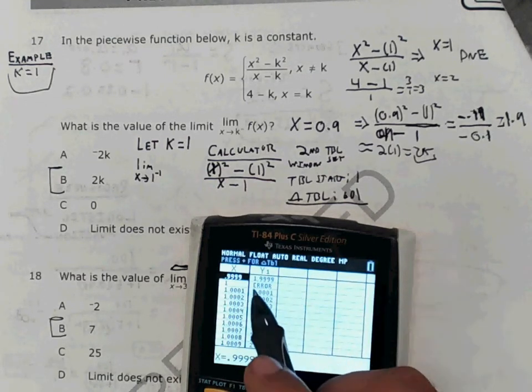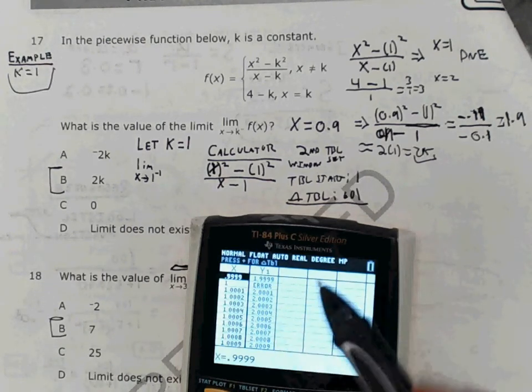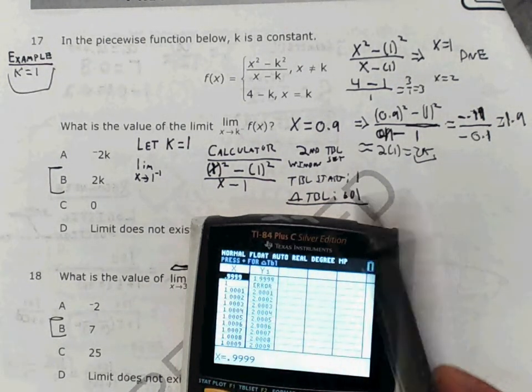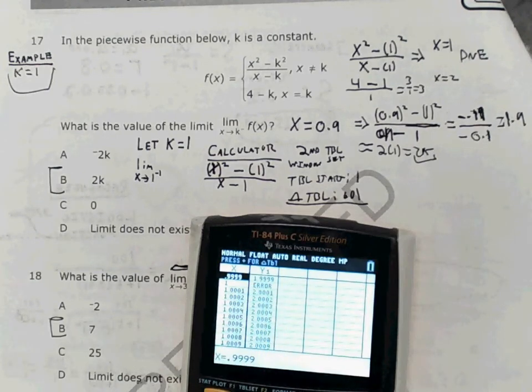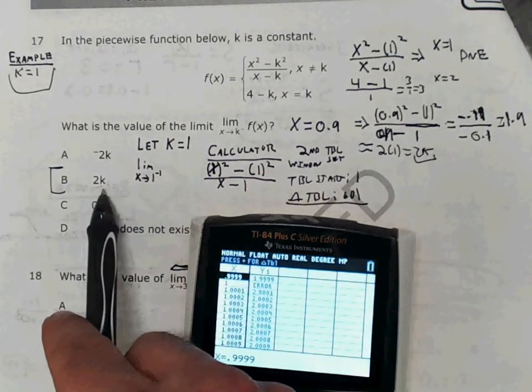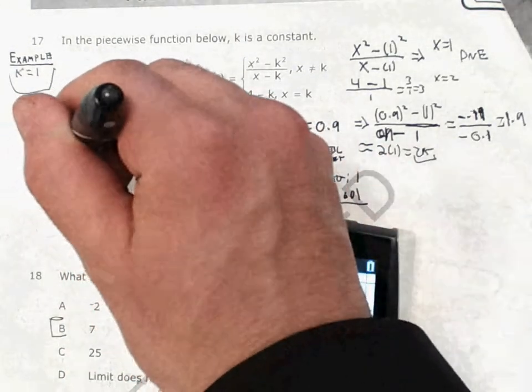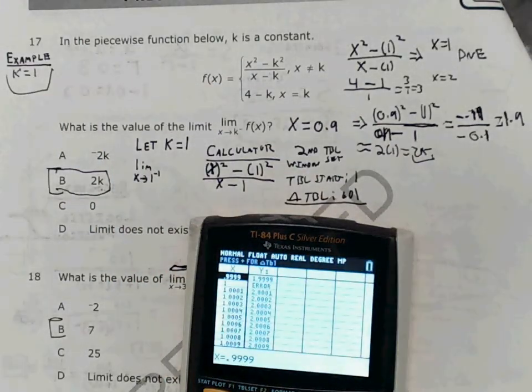0.9999, our y value is 1.999, and you can bet your bottom dollar that means the limit is going to be approaching 2. Well, if k equals 1, 2 is equal to 2 times 1, or 2k, so our answer is B. I believe that the calculator method, if you know how to interpret the values, is a very consistent way to get a limit without fail.